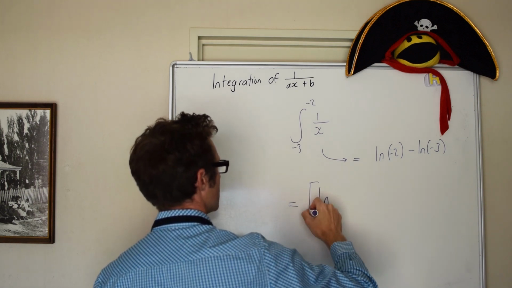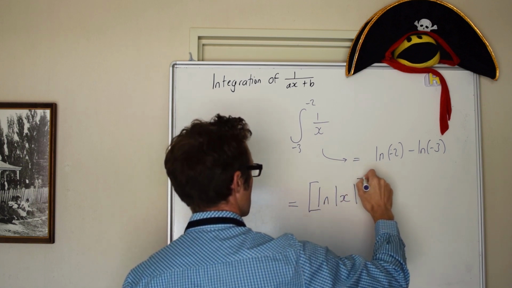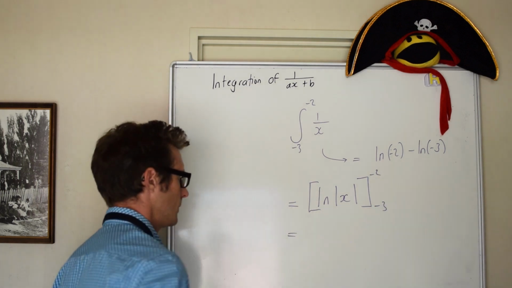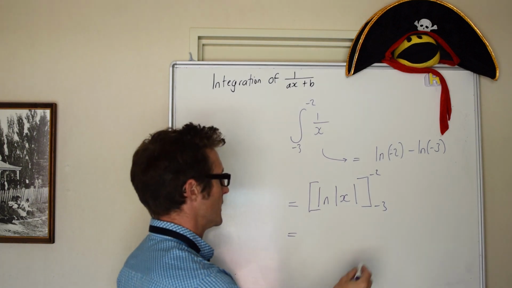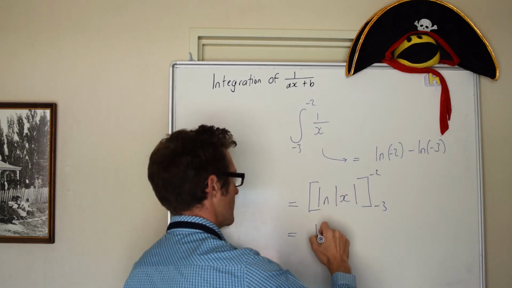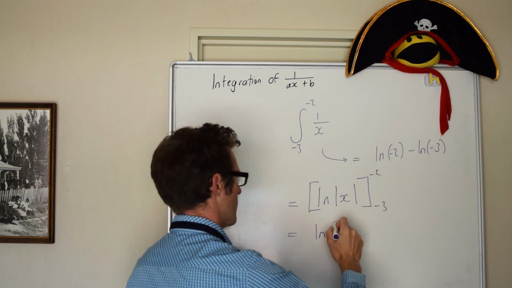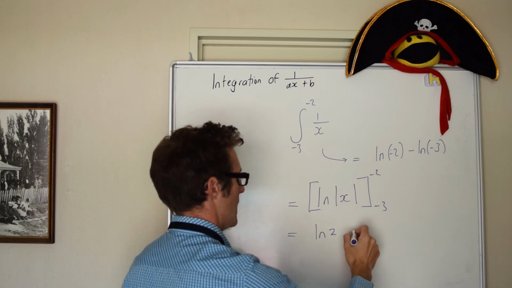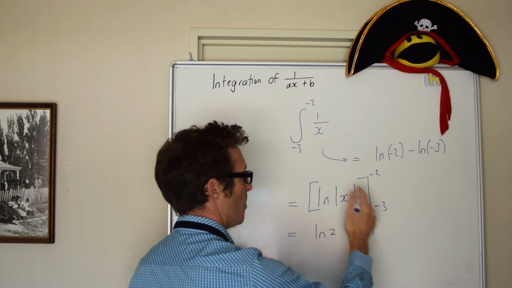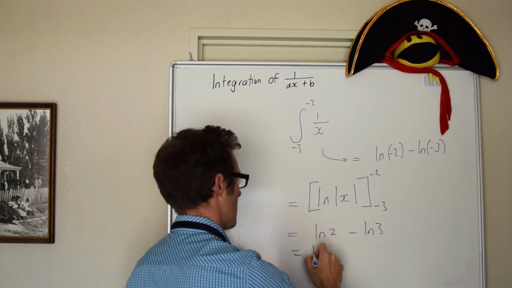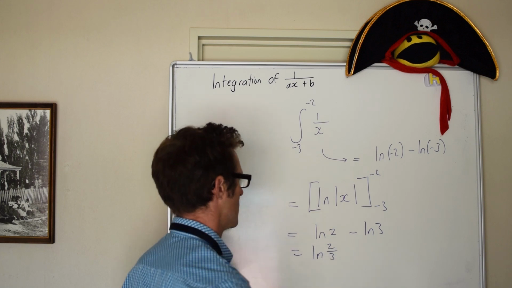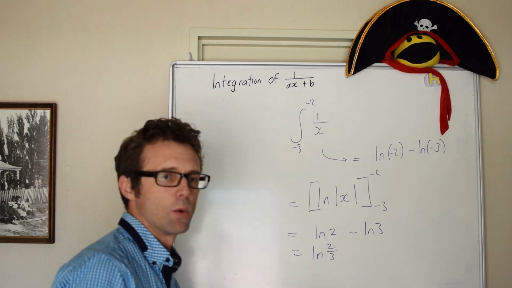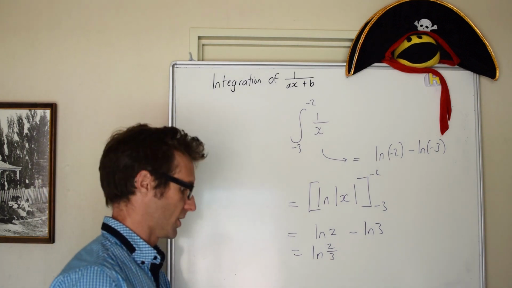So for integrating this, we would say it is equal to ln modulus x, and what will happen here is this modulus sign will give us ln between 2, so this will be ln positive 2 minus ln positive 3, which is ln 2/3, which is the same area that we found earlier when we were using our negative numbers.